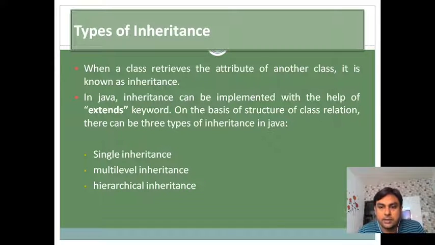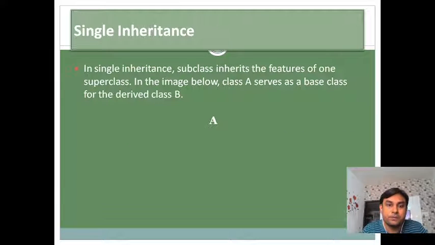Whenever you implement inheritance, you are creating a relationship between classes. Based on the structure of the relationship between the classes, there are different types of inheritance that can be implemented in Java. We have three types of inheritance: single, multi-level and hierarchical. One by one we will see these three different types.